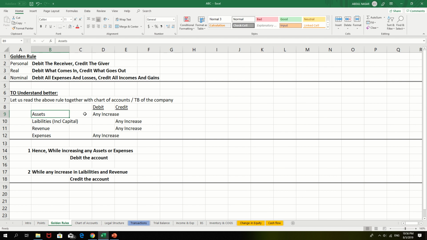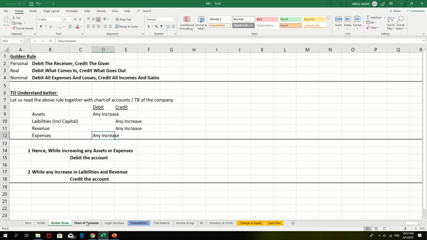I have written here assets. Any increase in asset we have to debit. Any increase in liabilities we have to credit. Any increase in revenue you have to credit. Any increase in expenses we have to debit.